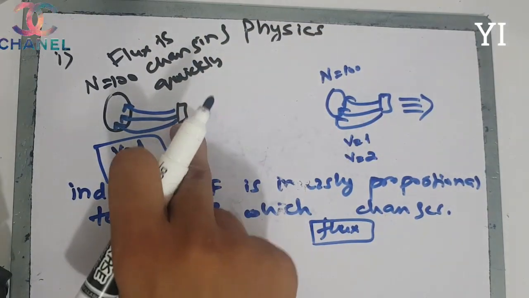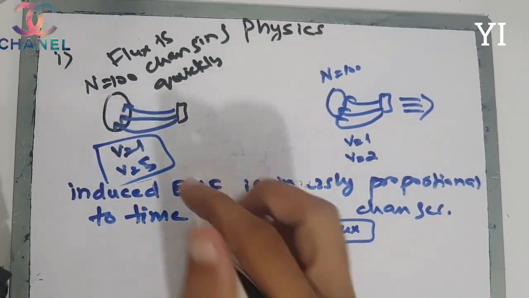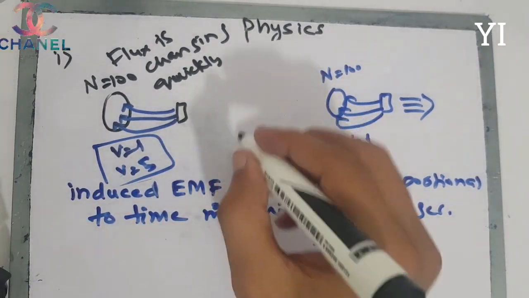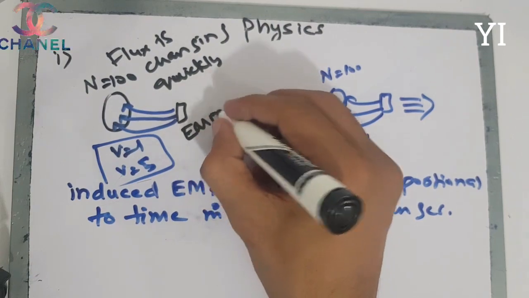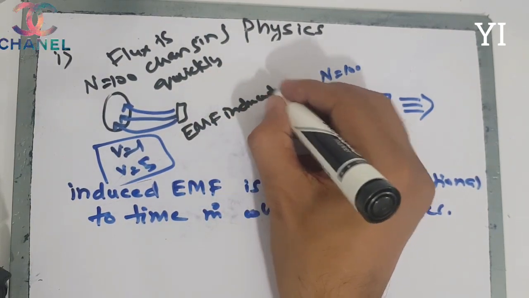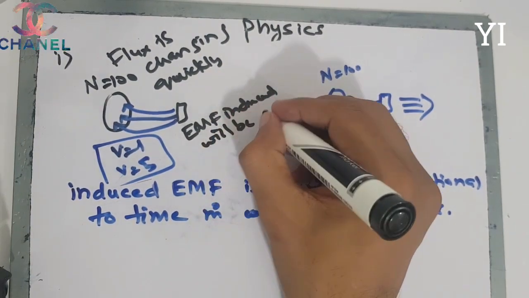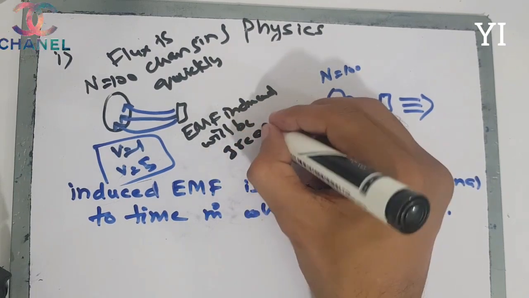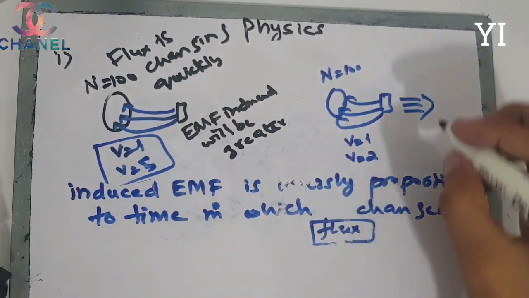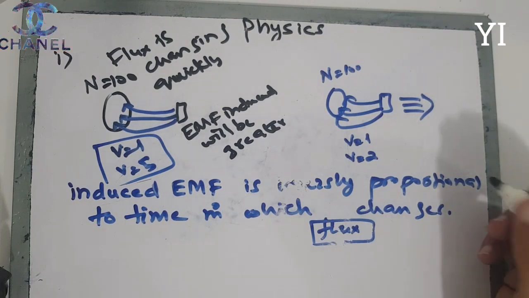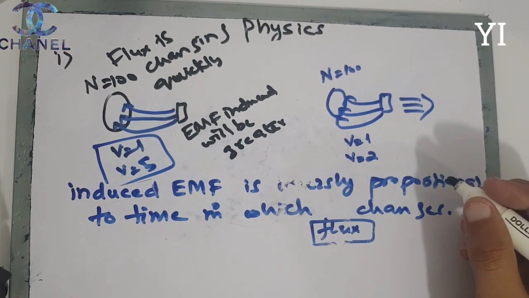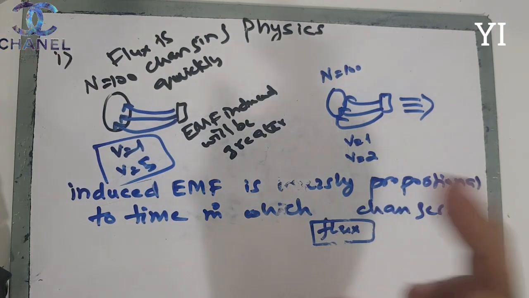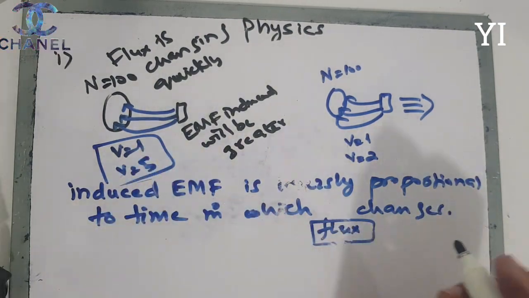quickly, meaning this magnet we are moving away quickly from here, so the EMF that will be generated, induced, will be greater. So the EMF induced will be greater. Here, when we take away this magnet slowly from the coil, so the EMF induced will be low or will be not that much as in the case 1.